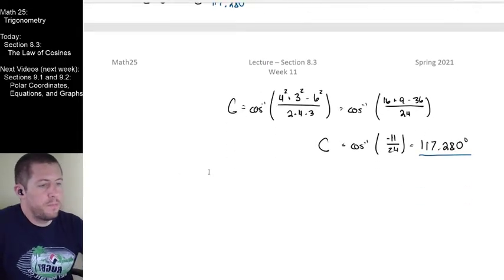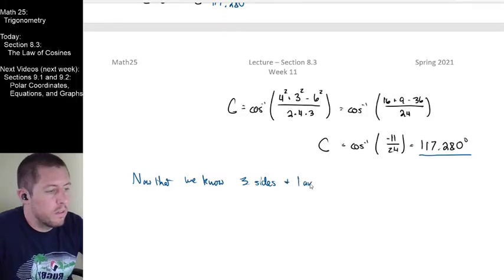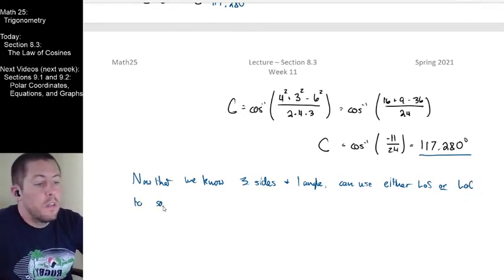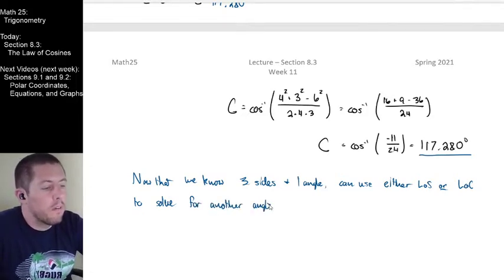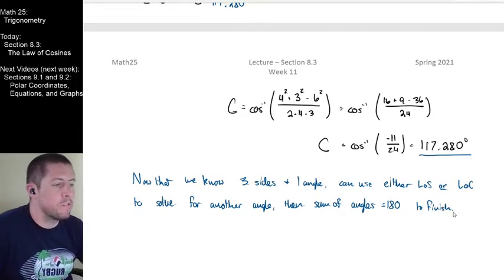So now that we know three sides and one angle, we can use either the law of sines or law of cosines to solve for another angle. Then sum of angles equals 180 to finish. So let's go ahead and do that.